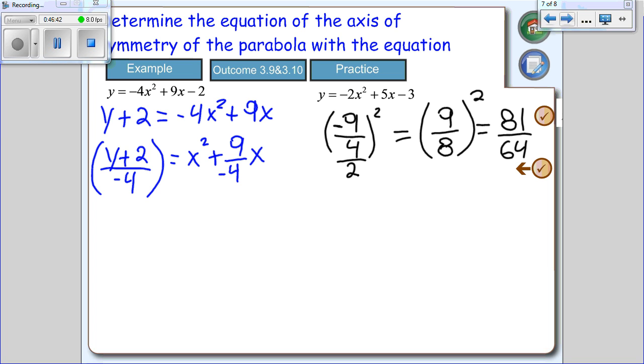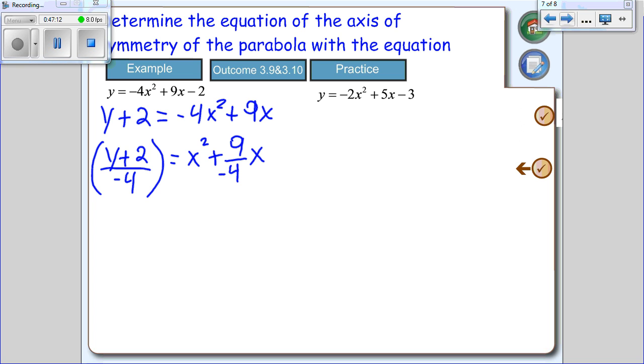So we're going to add 81 over 64 to both sides. Add that number to both sides. You're going to have y plus 2 over negative 4 plus 81 over 64 is equal to x minus 9 over 8.